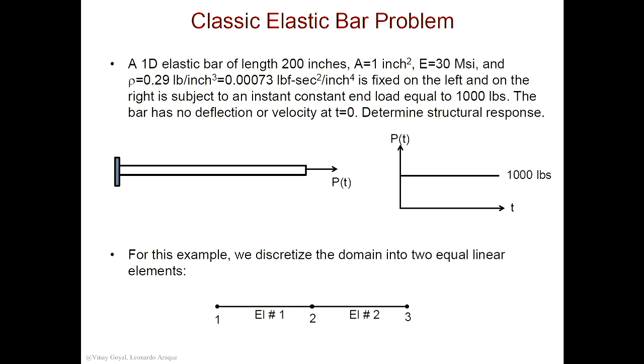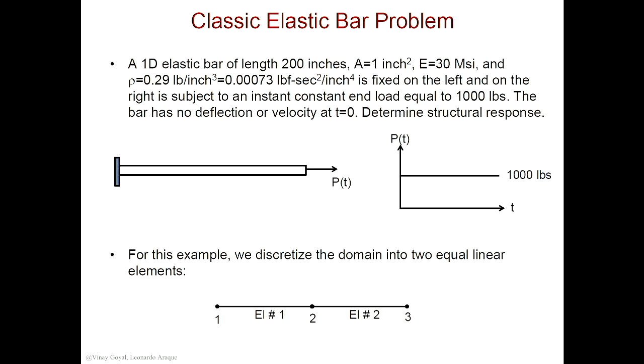Okay, and it's not deflection equals PL over EA, okay? We're not applying 1,000 pounds very slowly. If we were applying 1,000 pounds very slowly, then at the very end I can calculate the deflection, and it will be PL over EA. But in this case, I'm applying 1,000 pounds instantaneously. The structure is at rest. Instantaneously, I'm applying 1,000 pounds, constant over time. And I want to know how the structure responds.